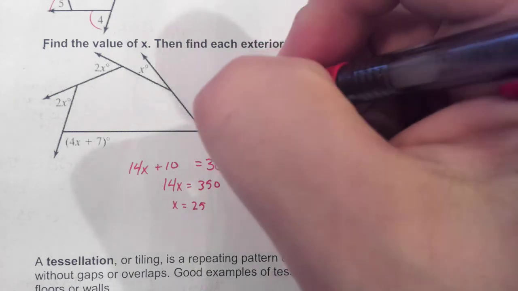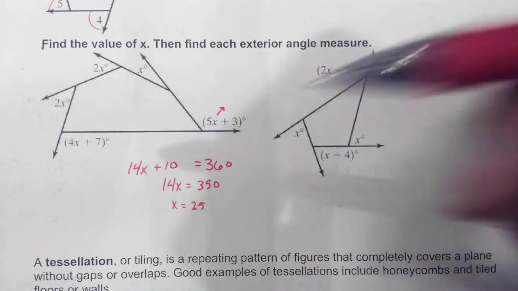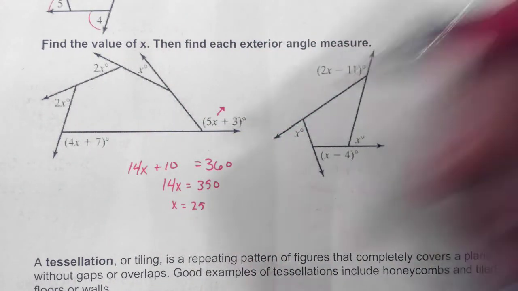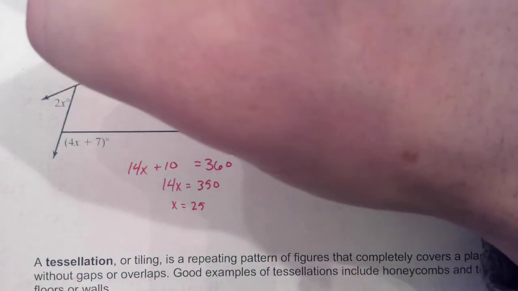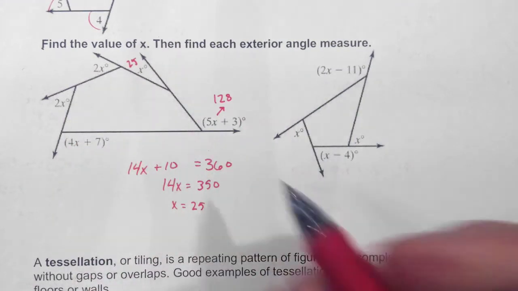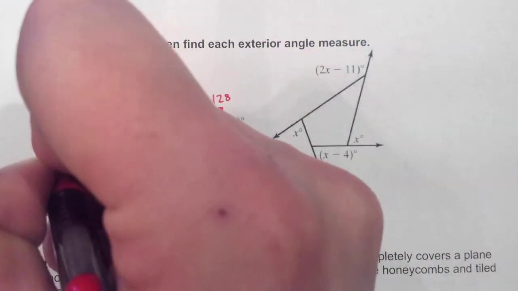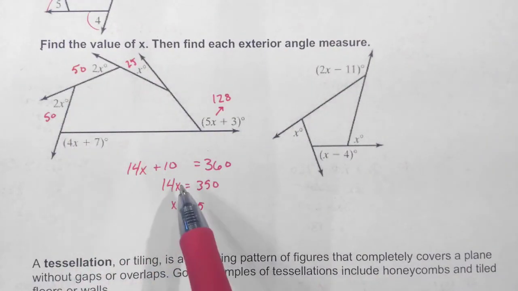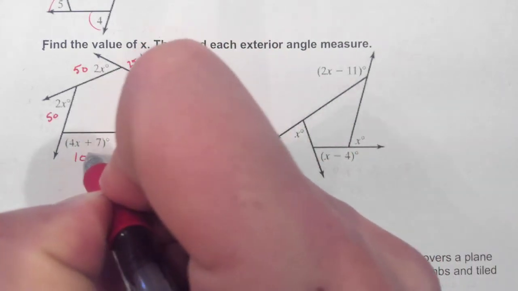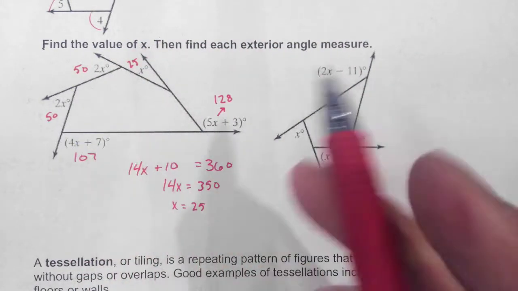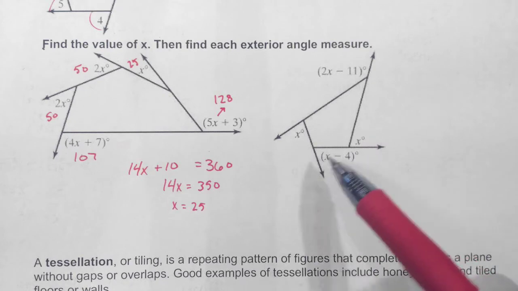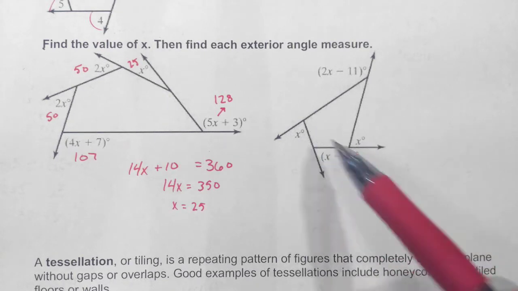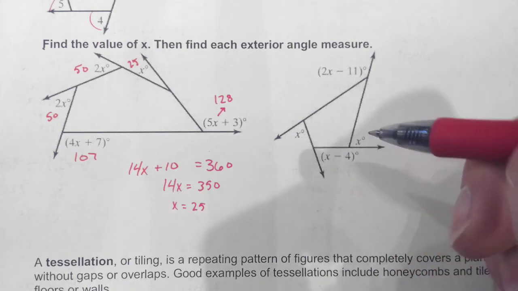So we'll go ahead and plug that in. So this one, 5 times 25 is 125, plus 3 is 128. That one's just x, so it's 25. These two are both 2 times x, so they're 50. And this one's 4 times x, which is 100, plus 7, 107. If you take all of those, they should add up to 360. That's how you can check your work and see if you did it correctly. This one looks like we got ourselves a kite, because these angles are the same, but doesn't really matter.